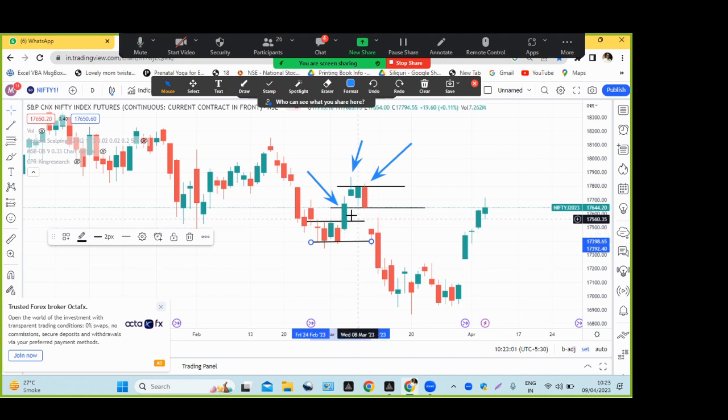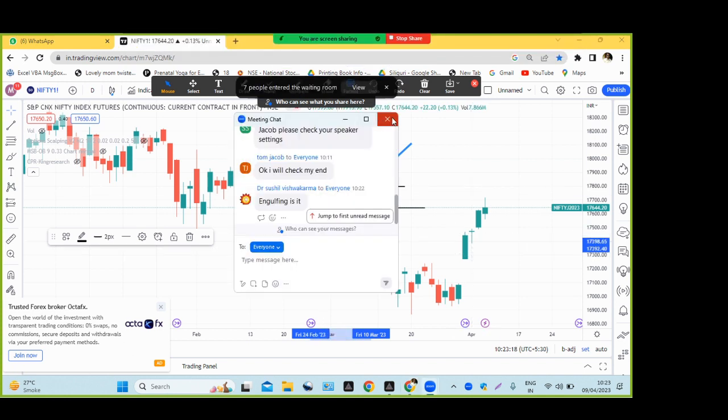So if you move backside, what do you see? What do you see? Anyone? What do you see from here till here? Downtrend, uptrend, sideways, what do you see? Downtrend. Correct. Very good.